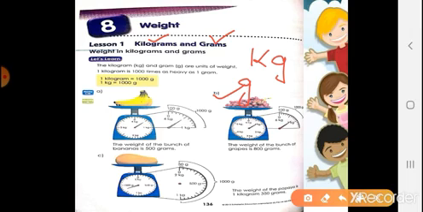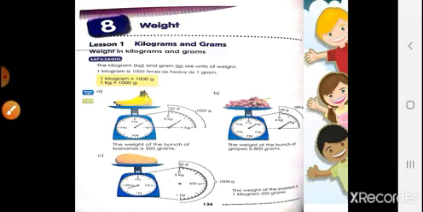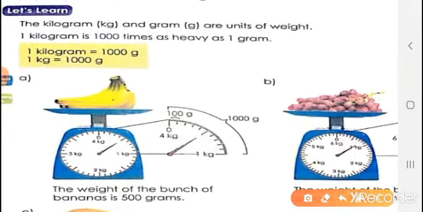1 kilogram is 1000 times as heavy as 1 gram. It means that 1 kilogram is equal to 1000 grams. So 1 kg equals 1000 g.